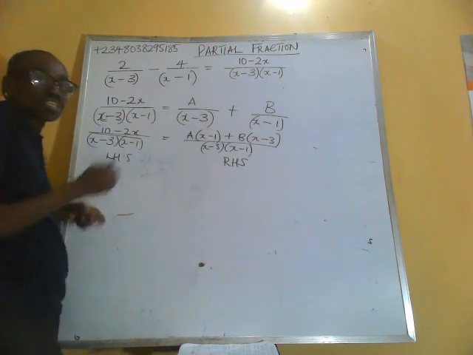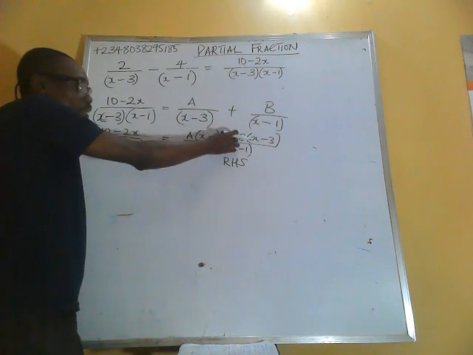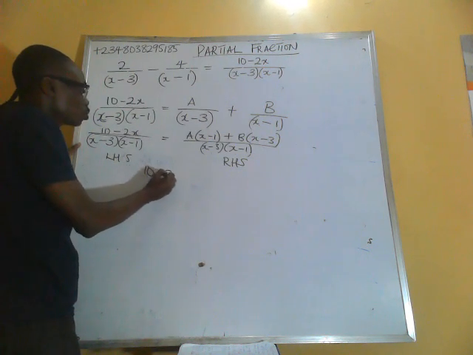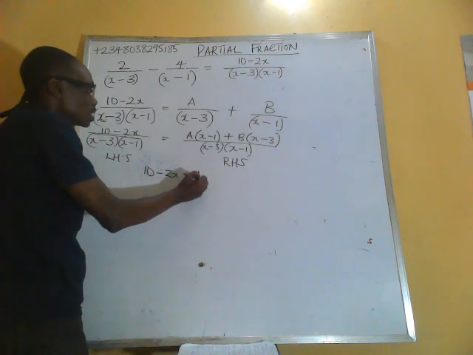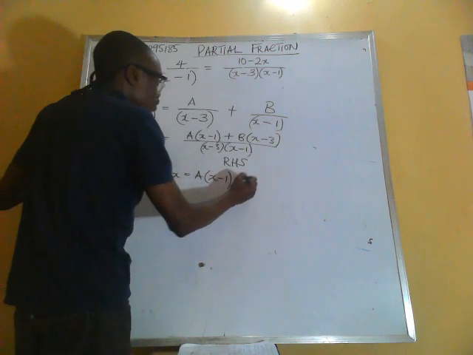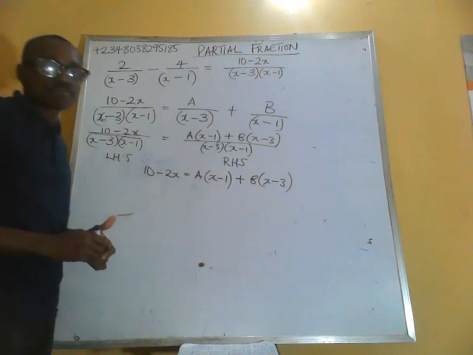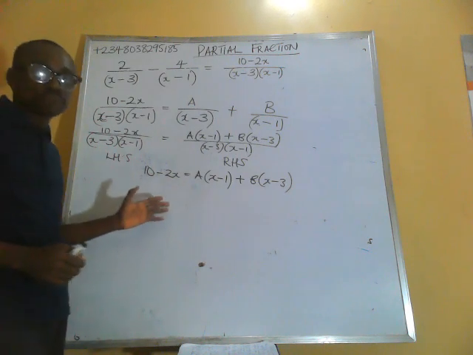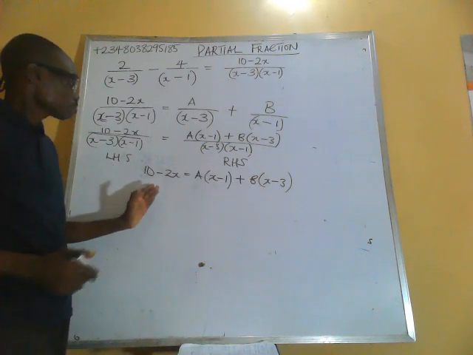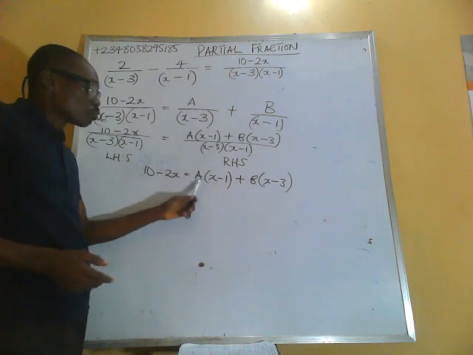So we can just pick out the numerator. What we are looking for is A and B. So let's pick out the numerator. We're going to have 10 minus 2x equals A into x minus 1 plus B into x minus 3. So having picked out the numerator, we can go ahead and we are looking for A.